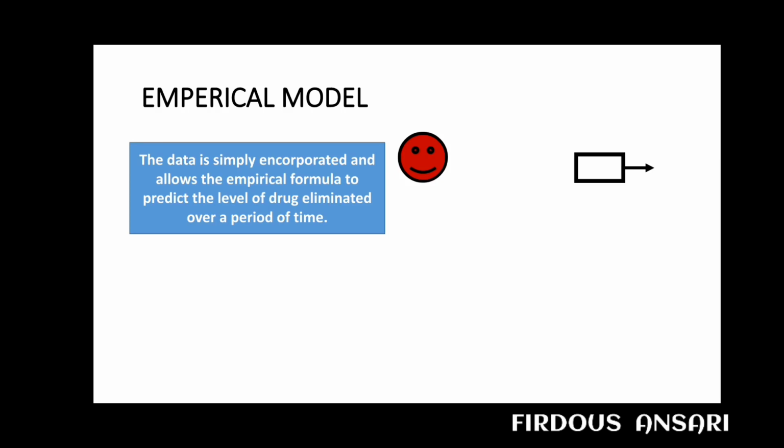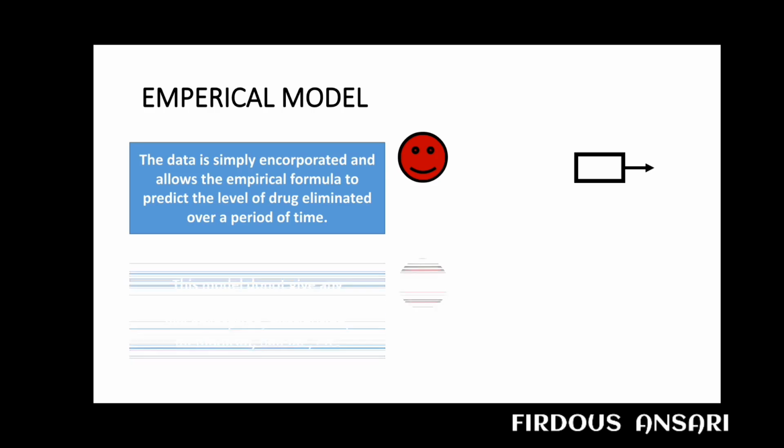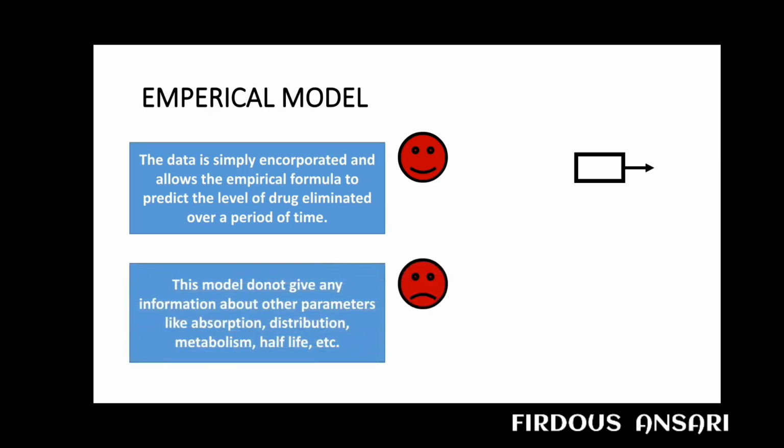So basically it is a practical model, but the disadvantage or poor thing about this model is that it does not give any information about other parameters like absorption, distribution, metabolism, half-life and so on. So with the empirical model we can calculate just the rate of elimination of the drug, and no other pharmacokinetic parameters can be calculated by the empirical model.